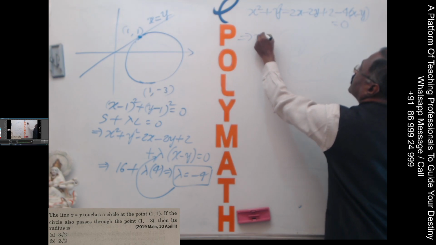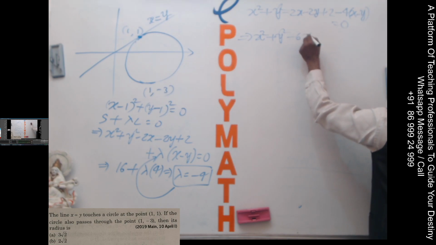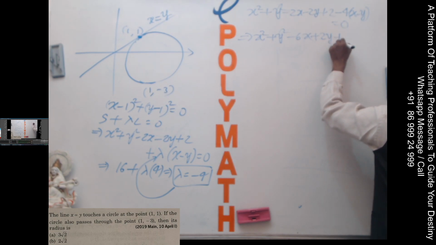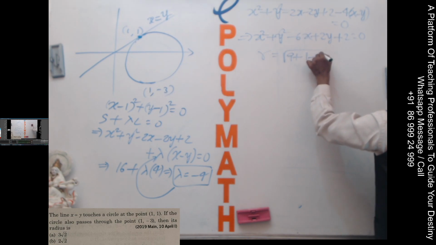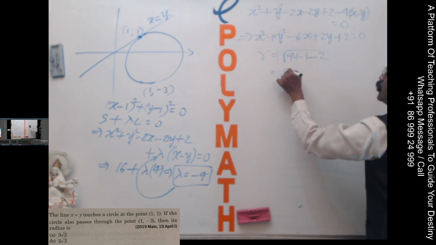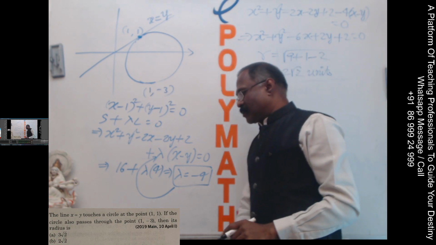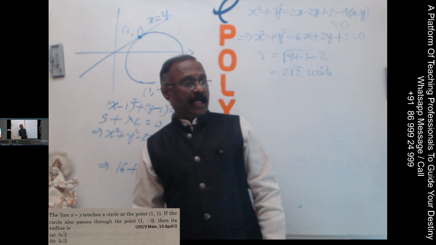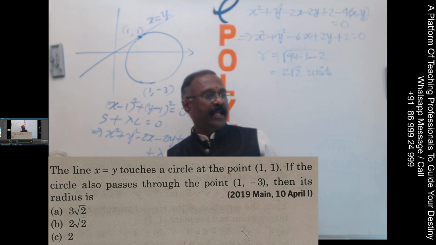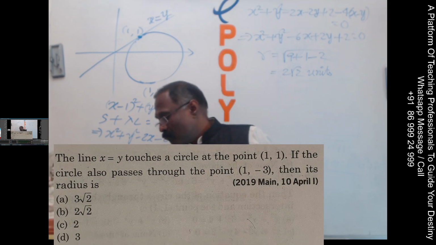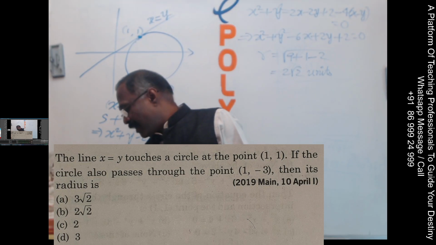Then it becomes x square plus y square minus 6x plus 2y plus 2 equal to 0. Radius is equal to root over g square plus f square minus c. It is 2 root 2 units. Sai said that it is 2 units; I got 2 root 2. Let me check. So option B is the answer. No, he did not say anything, I was seeing the previous chat.